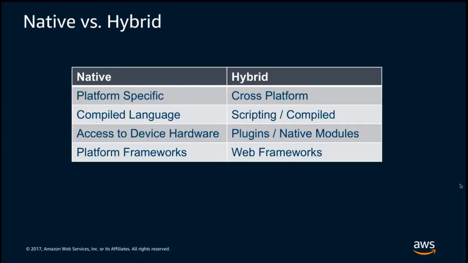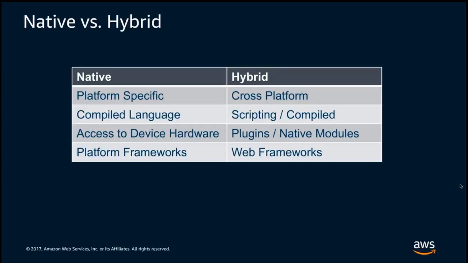So on the hybrid side, these are generally cross-platform, a lot of the time with scripting languages like JavaScript. To access the device hardware, there's usually plugins or native modules. So Ionic uses Cordova, which is an open source product by Apache that allows plugin development, and it allows you to access device hardware writing JavaScript, and you can write plugins using the native framework. So you could write a native plugin with Java for Android, and with iOS, you'd write it with Objective-C.